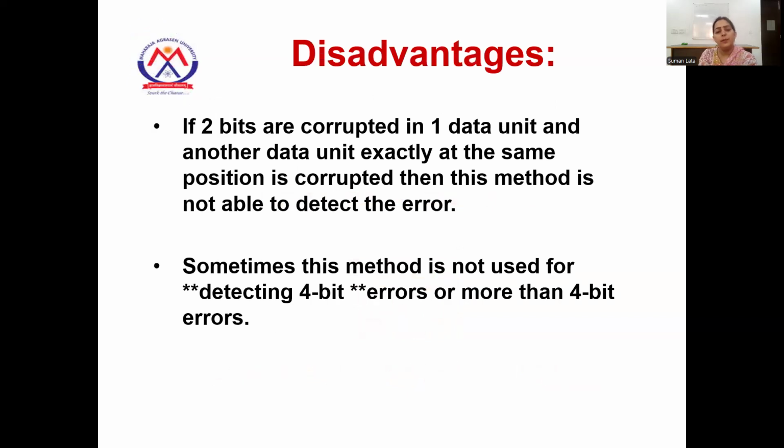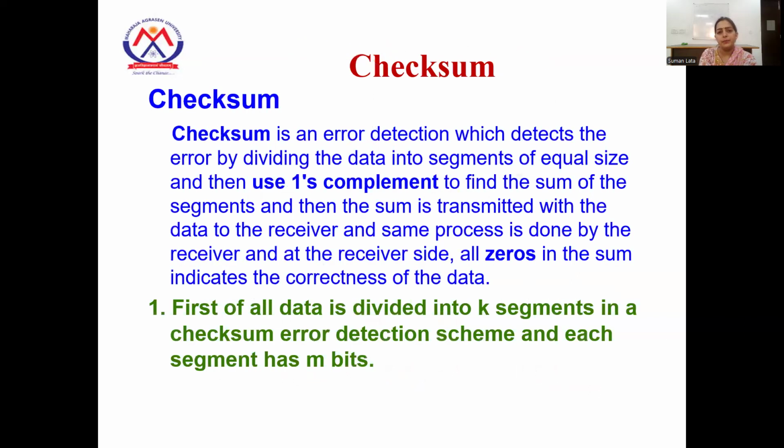The disadvantage of two-dimensional parity check is that if two bits are corrupted in one data unit and another data unit exactly at the same position is corrupted, then this method is not able to detect the error. Sometimes this method is not used for detecting 4-bit errors or more than 4-bit errors.